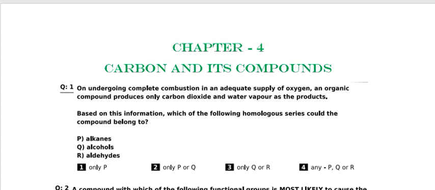On undergoing complete combustion in an adequate supply of oxygen, an organic compound produces only carbon dioxide and water vapor as the product. Based on this information, which of the following homologous series could the compound belong to? Alkenes, alcohols, aldehydes. Options 1, 2, 3, 4 on your screen. What should be the correct option of this question?